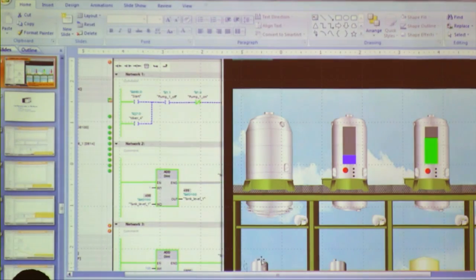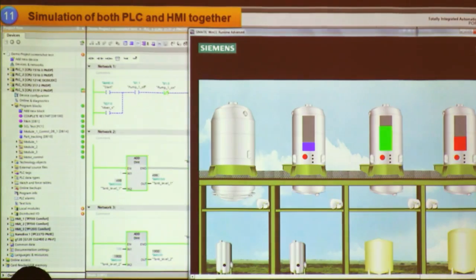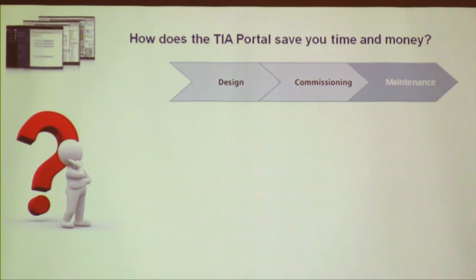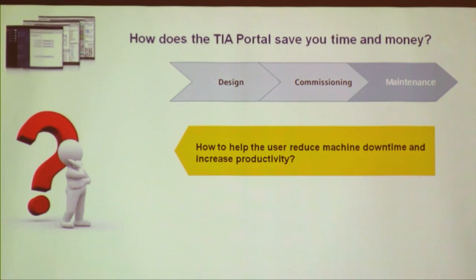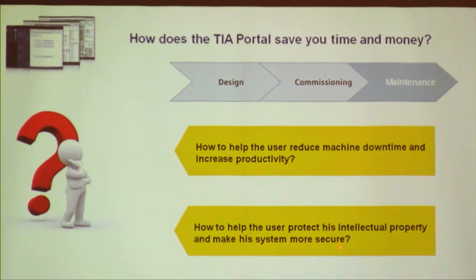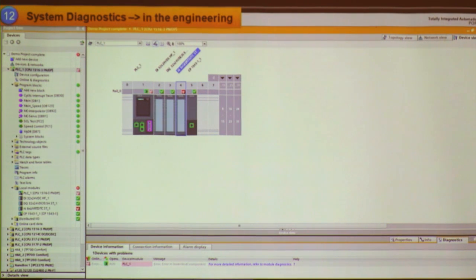Okay, now moving on, because there are some really important points here I want to hit before we take a break. I'm in the maintenance phase. What's going to help me there? What tools of the software can help me here? How do we help the user reduce machine downtime? Machine downtime is the really important part here. And how do we help the user protect intellectual property? We're going to show you how you do that. But the big thing I want to discuss here is machine downtime.